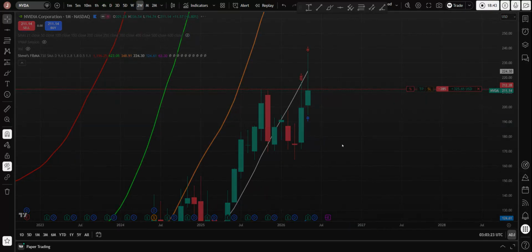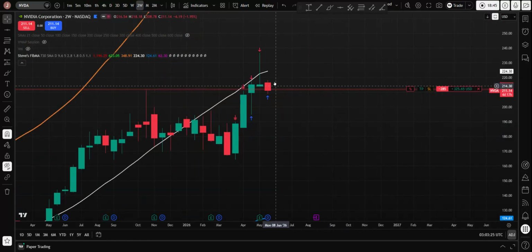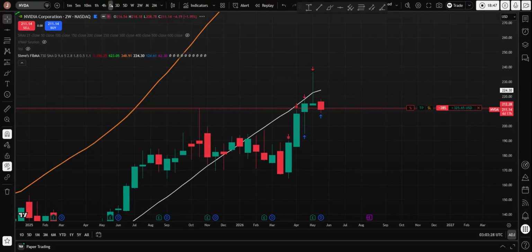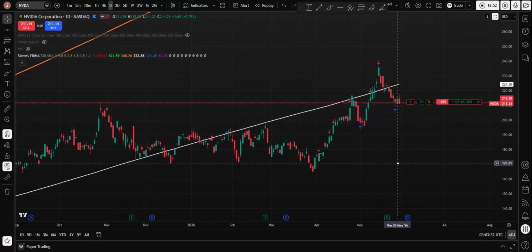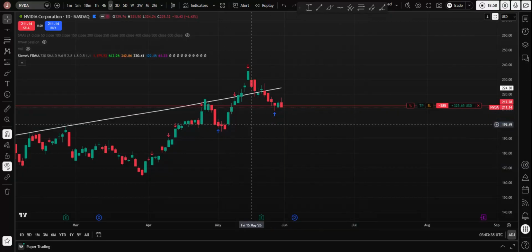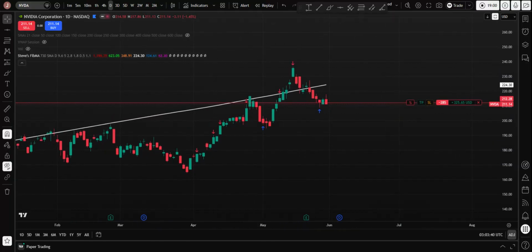And now we have a topping tail slash gravestone doji on the 2 week chart, and we're seeing bearish price action in the daily chart as well. There's nothing bullish about this, guys. Believe me, if I try to find bullish stuff here, I'm going to find it, and I've been very clear and very honest with you guys as I'm just trying to help people out.